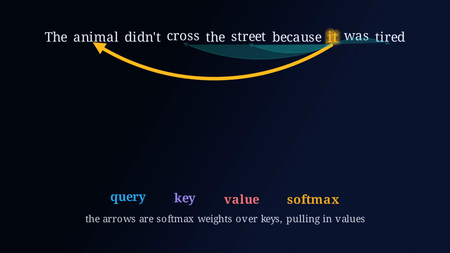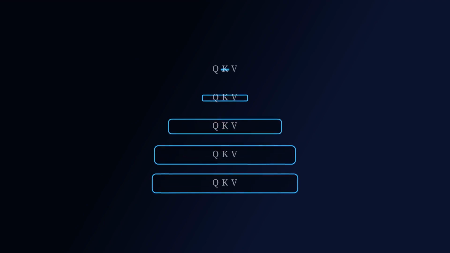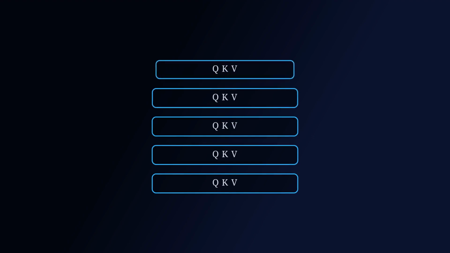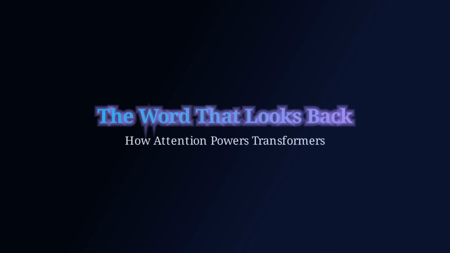That single elegant idea, letting words decide what to look at, is how attention actually works. From here, the same machine that resolves a pronoun also tracks grammar, follows arguments, and stitches together long documents, all with queries, keys, and values. Once you see attention as a soft search that every word runs at once, the modern transformer stops being a black box and starts making sense.